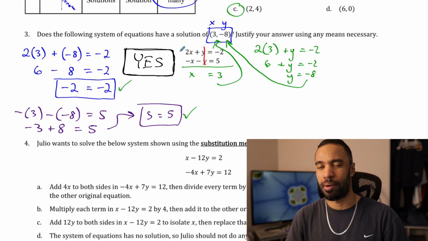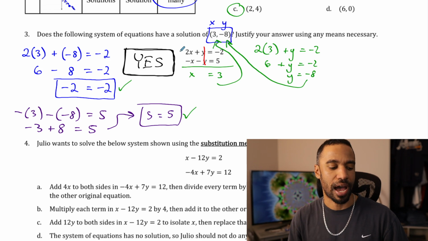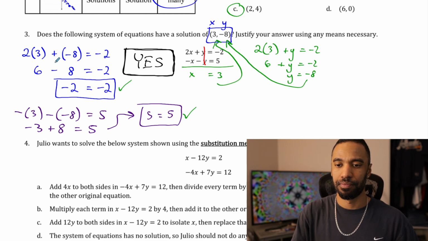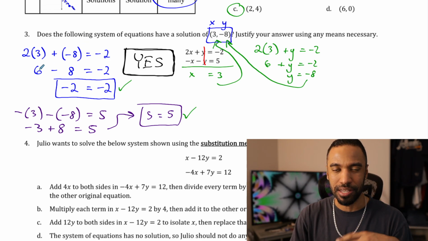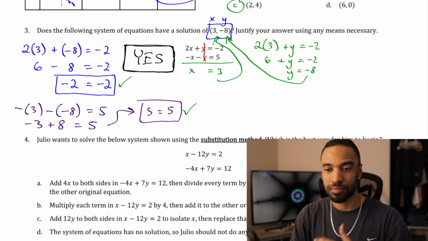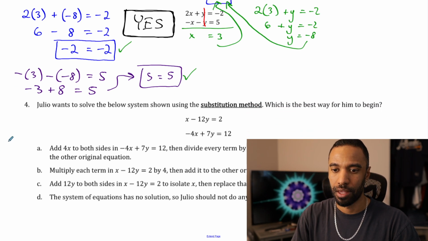Anyway, so you see how I'm talking more about strategy right now? I'm not talking about how you use the elimination method. I'm saying this is how the elimination method can be used or not. Do this stuff. I hope that makes sense.